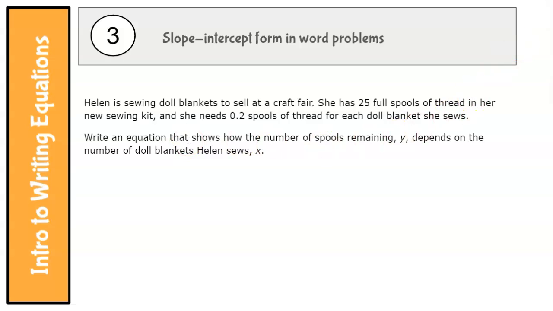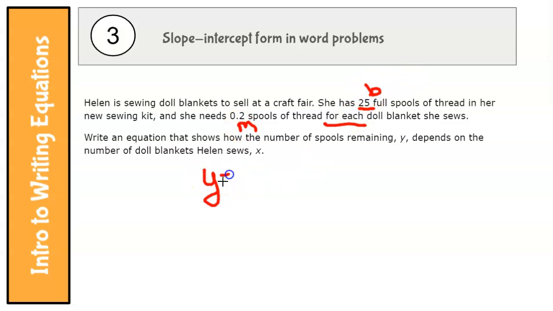Helen is sewing doll blankets to sell at a craft fair. She has 25 spools of thread in her new sewing kit. So to me, that's like ding, ding, ding, ding. That's that initial value, the y-intercept. And she needs 0.2 spools of thread for each doll blanket she sews. So the difference between this one and the last one is that she's using up this thread. She started with 25 and she's using 0.2 spools of thread for each doll blanket, for each. That's going to be my slope. This is going to be my y-intercept.